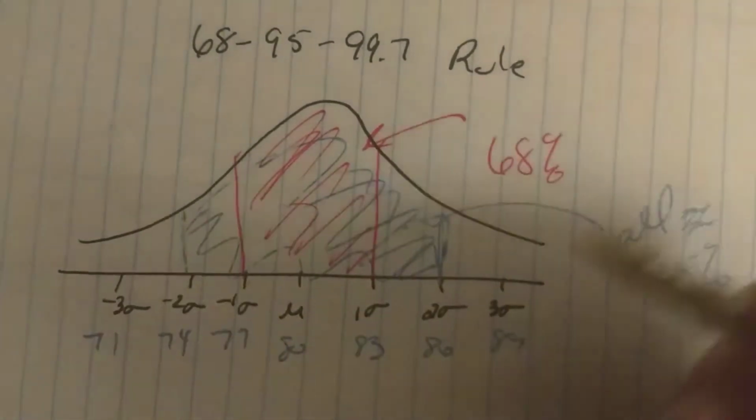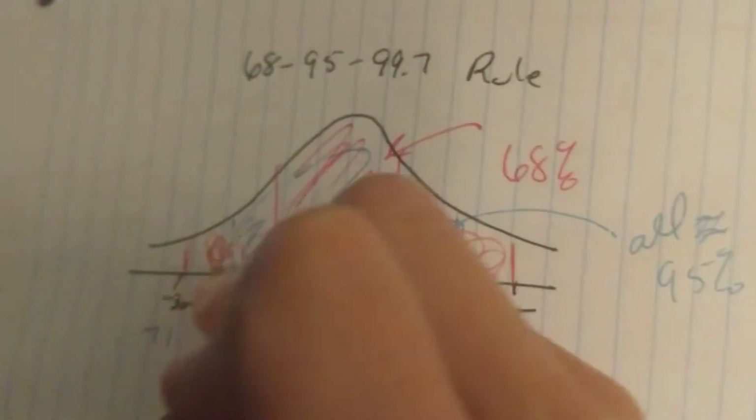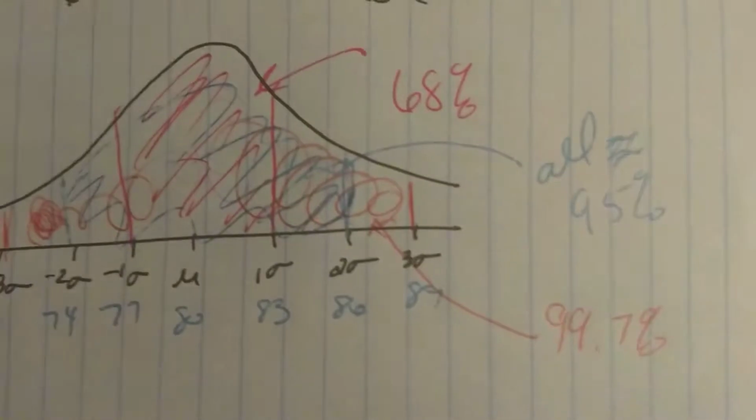Now the 99.7 comes from if I go 3 standard deviations above and below and highlight all of the data in here. This is 99.7% of the data.